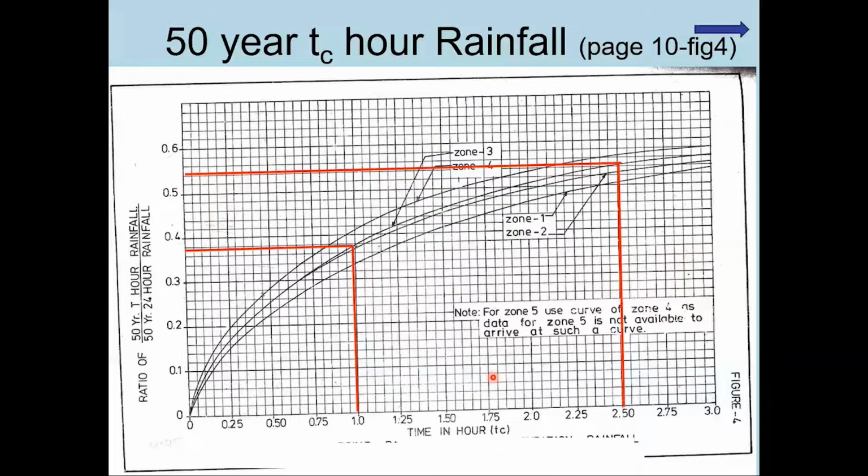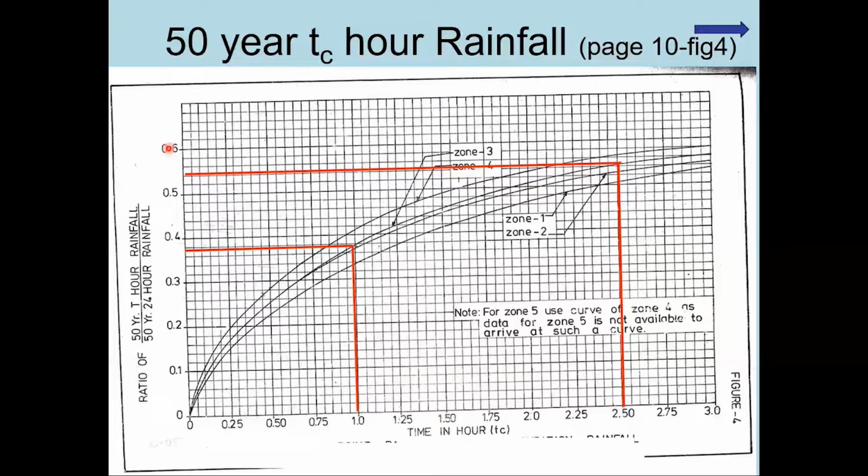This graph is on your table. I know the value of TC. Yes or no? Yes, sir. TC I have known. On the y coordinate, there is a ratio. This is a ratio. What is the ratio? The ratio is the 50-year TC hour rainfall and the 50-year 24-hour rainfall. So, this is the ratio.